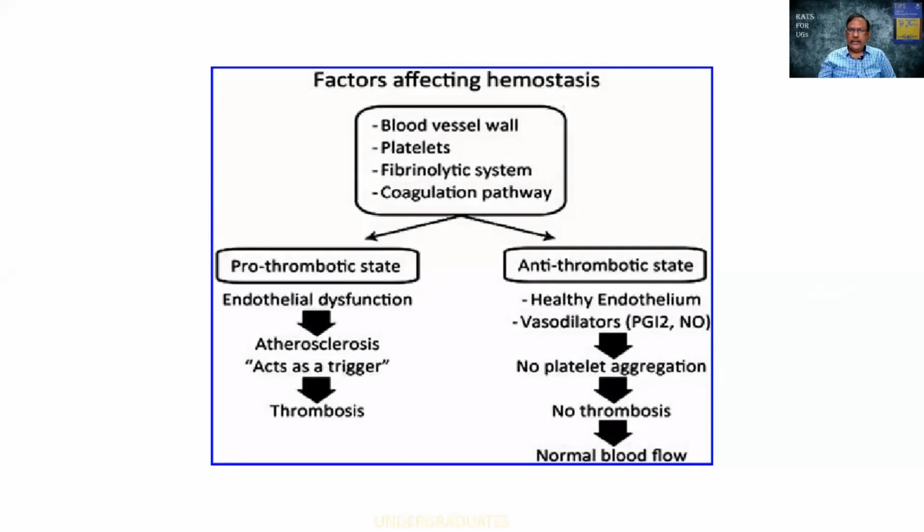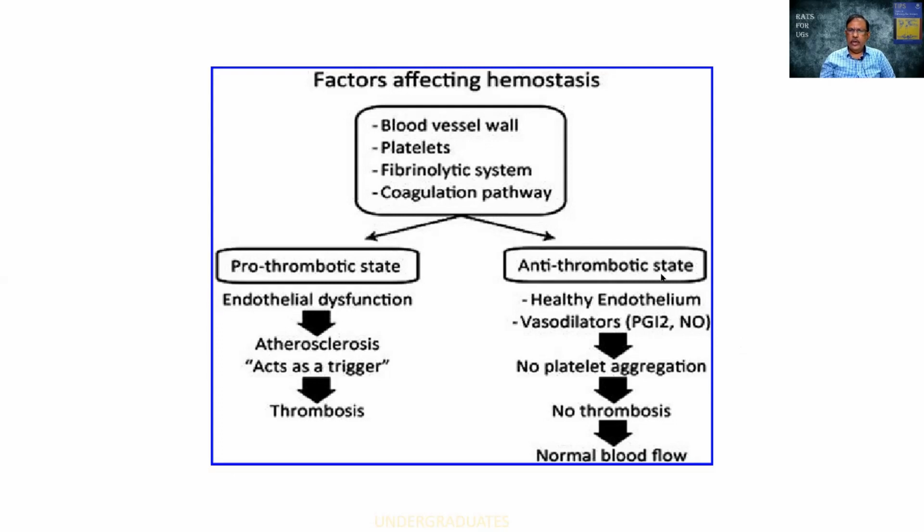Now, what are the factors affecting hemostasis? Just follow what I say. It can be the blood vessel wall, that is the endothelium. It can be the platelets. It can be a coagulation pathway, or it can be a fibrinolytic pathway. All these are normally present in us. Sometimes we have a prothrombotic state, and sometimes we have an antithrombotic state. Prothrombotic is whenever there is an endothelial dysfunction, or sometimes an underlying disease such as atherosclerosis. Finally, these can lead to thrombosis. This is just an idea.